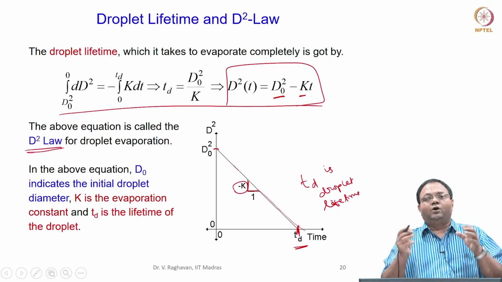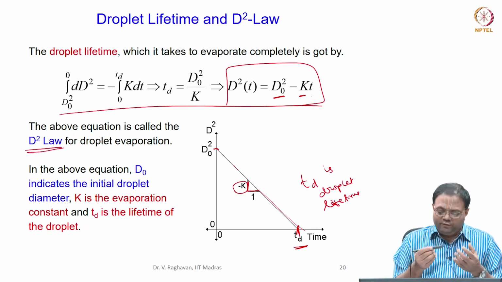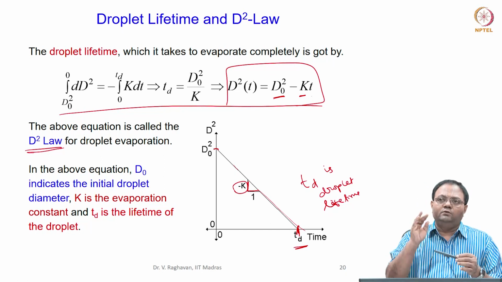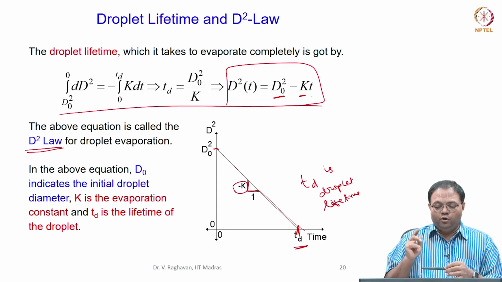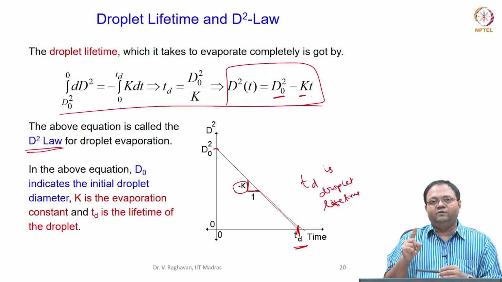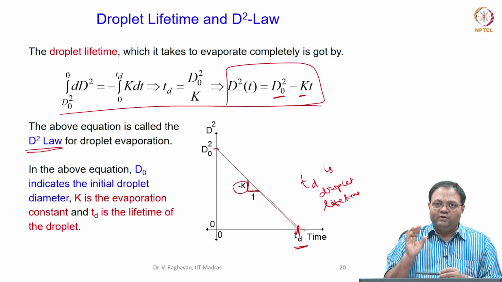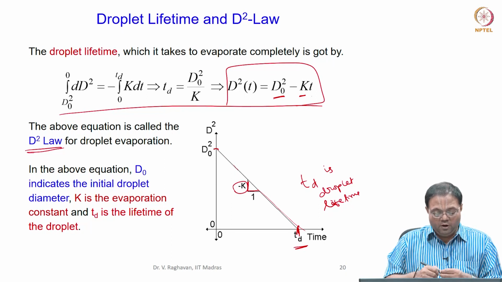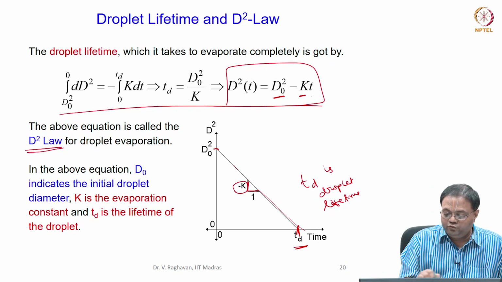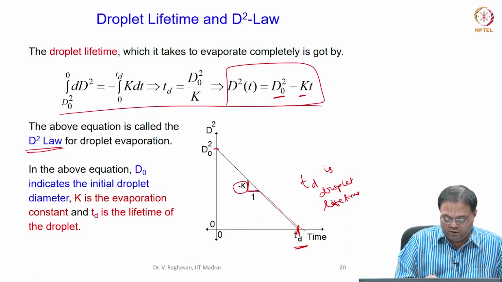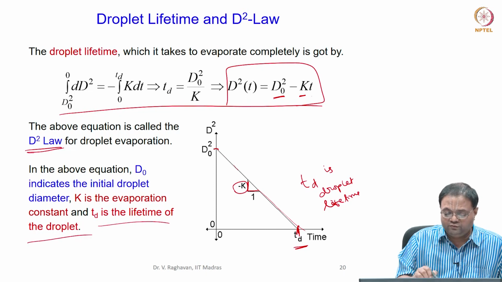So if you have a droplet which is vaporizing under thermodynamic equilibrium condition, you will see that the droplet surface area, or the diameter square, its variation with time will be a constant, that is called the evaporation constant, and using that we can calculate the droplet lifetime and so on. So this is very important.